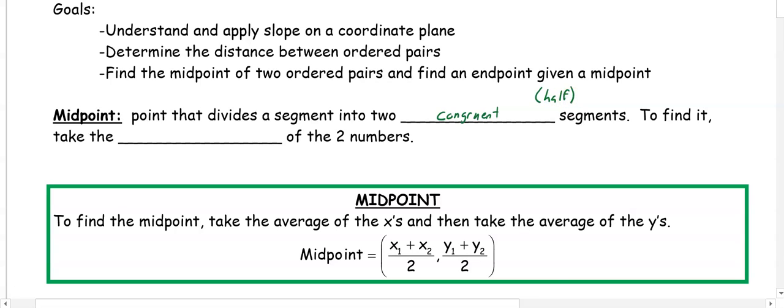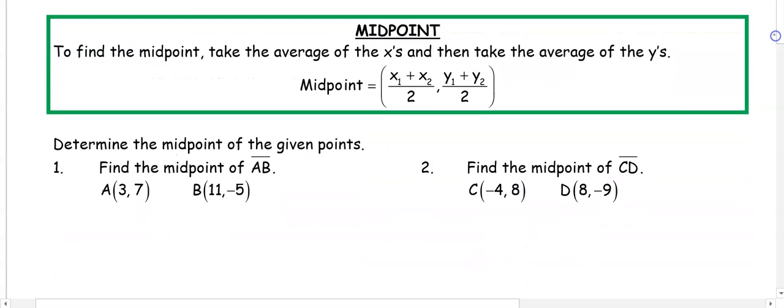To find a midpoint, you are going to take the average of the two numbers. So in a midpoint, when we have coordinates, our midpoint formula is we're going to add the x's and divide by 2, add the y's and divide by 2. Sometimes this will be a whole number, sometimes this will be a fraction. It depends if your numerator is positive or negative after you add the coordinates.